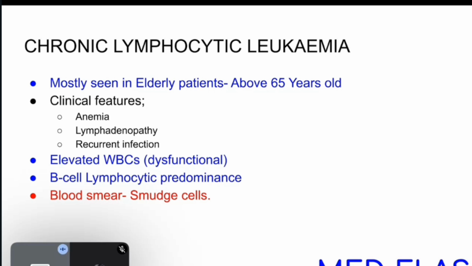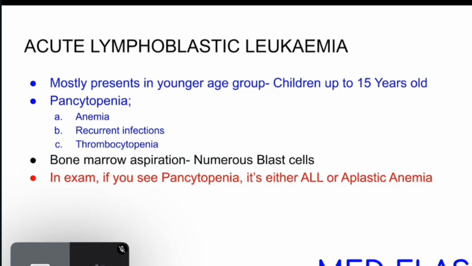One more important point about CLL, which is the take home message for you guys: it is the most common kind of leukemia associated with HIV patients. All right, let's move forward. Okay, acute lymphoblastic leukemia, ALL. Acute lymphoblastic leukemia is most commonly seen in the younger age group, which is children up to the age of 15.